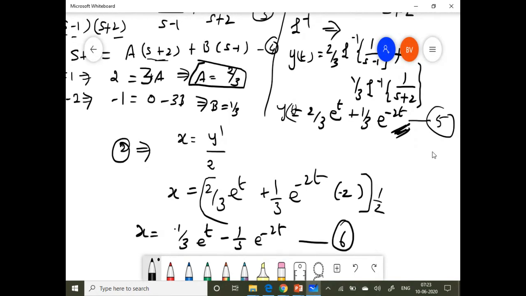You have found both x and y. X is x of t, y is y of t. That's the end of this problem. Any question? Okay.